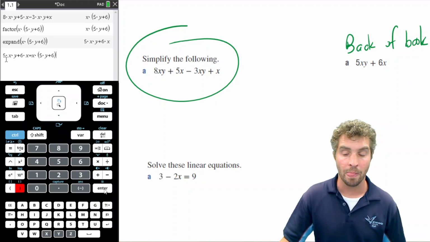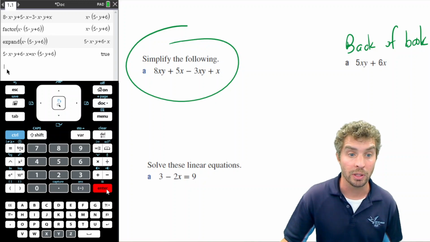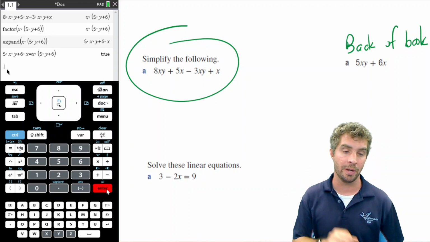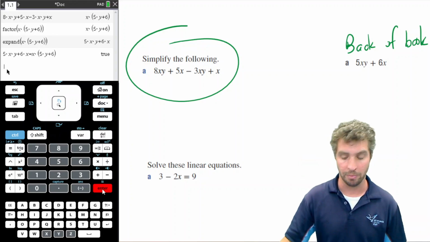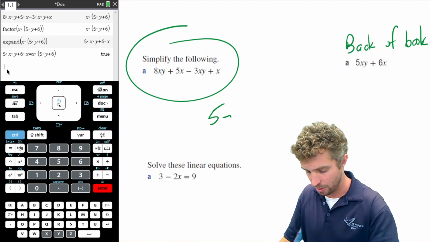And we can hit enter, and we put that equals in, and if those are equal, then it will say true, like it does. So if the thing the calculator gave me is equal to the thing that's in the back of the book, then I'm in good shape. So my answer for this is, of course, just what's in the back of the book.